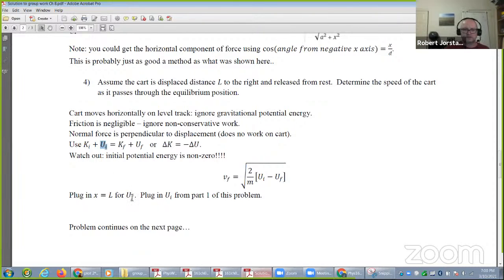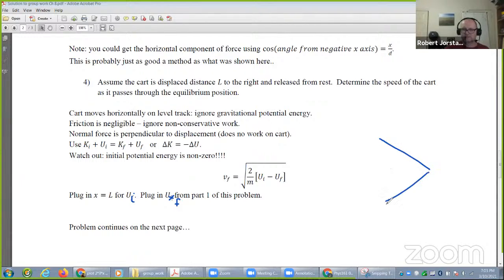whoops. I think I had this backwards right here. I wrote this wrong. Technically I should say plug in that for U initial, and this should be U final, I think, right? Because you're starting from over here. This is the initial state where X equals L, and you start from rest. And then your final state is when you're right here and X equals 0. And at this point, the card is moving with some speed V. So I solved that for V.